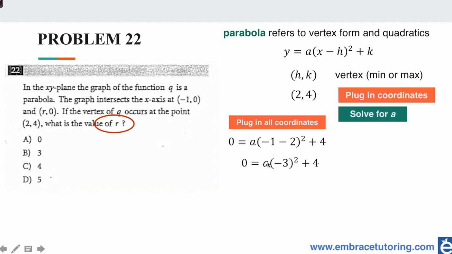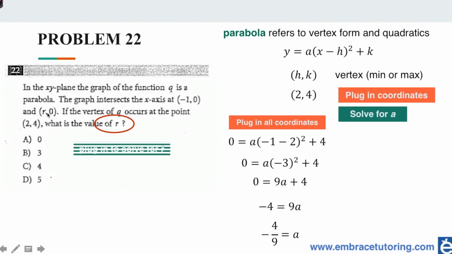So we get 0 equals a times -3 squared plus 4, which becomes 0 equals 9a plus 4. I then get -4 equals 9a. I divide both sides by 9, and I get -4 over 9 equals a. Now I'm going to plug this a back in, as well as my other coordinate, in order to solve for r. So I get 0 equals -4/9 times (r minus 2) squared plus 4.